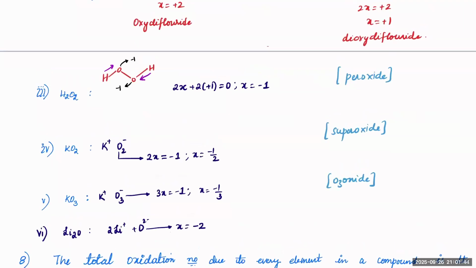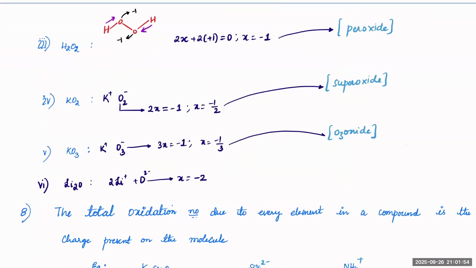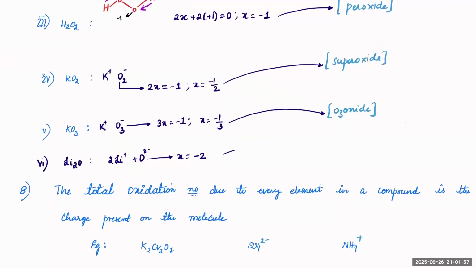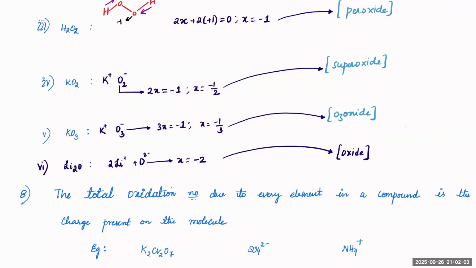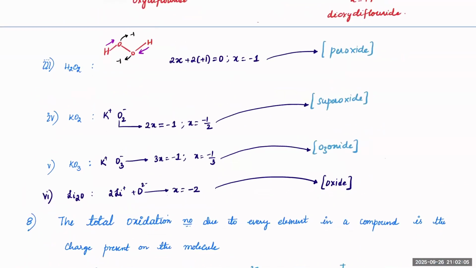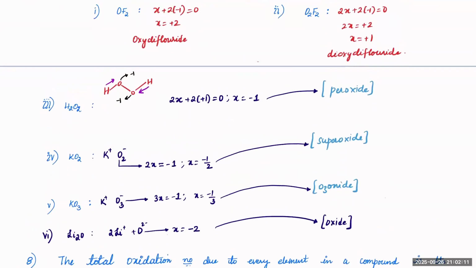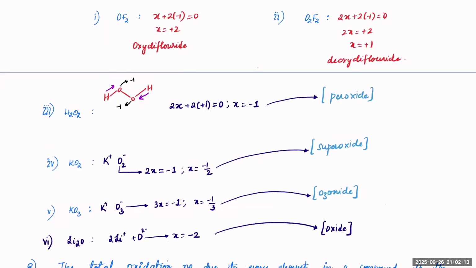When the oxidation state of oxygen remains minus 1 in a molecule, you call that a peroxide. And if it is minus half, you call it a superoxide. And if it is minus 1 by 3, you call it ozonide. And if it is minus 2, then you call it an oxide. Very important terminology, everybody. Please do remember the names of the various oxide forms. Got it? When do we use the terms peroxide, superoxide, oxide, and ozonide? Clear? Make a note, everyone.